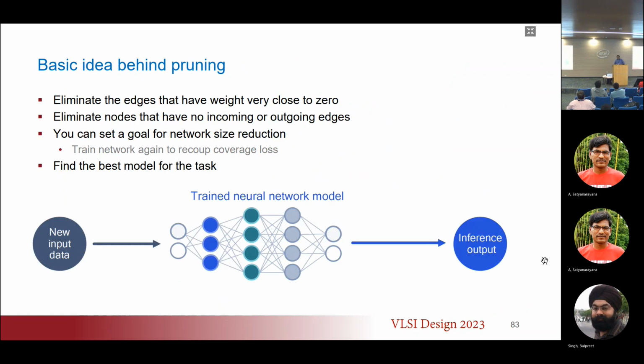Okay, so we have basically covered quantization. If I had more time, I'd go into more details, but for now, I think this is enough. I'll cover pruning, and I can take a few questions.